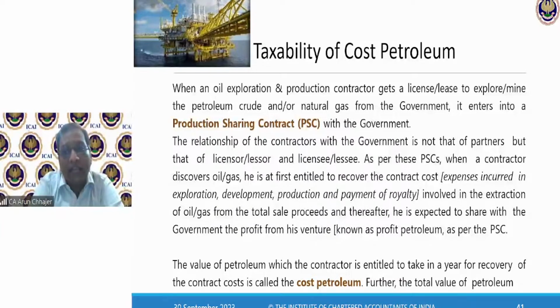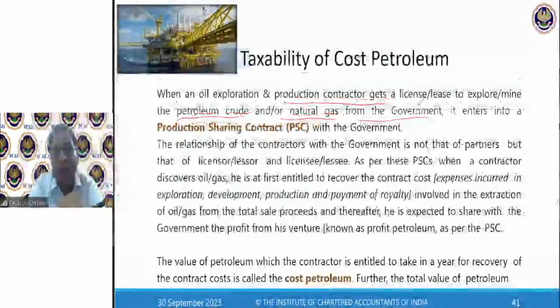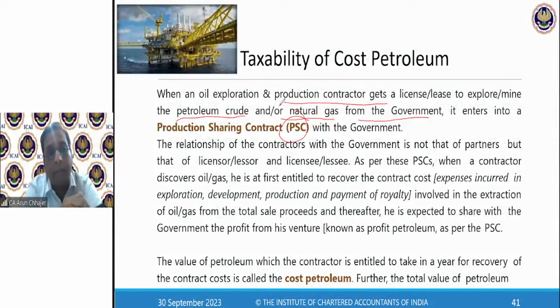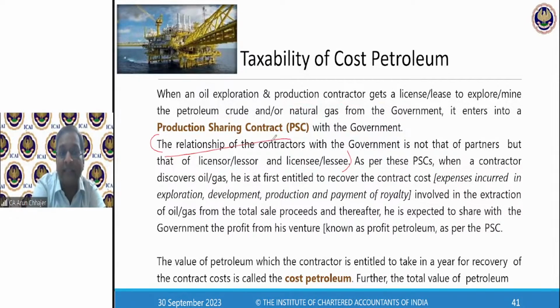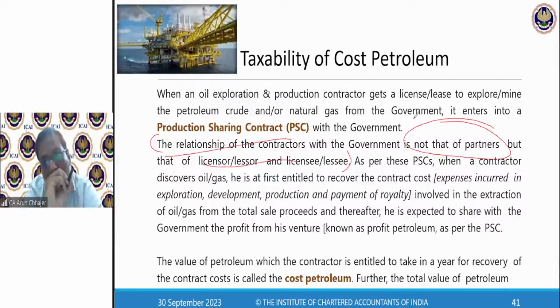When an oil exploration and production contractor gets a license or lease to explore or mine petroleum crude and natural gas from the government, it enters into the PSC, the production sharing contract, with the government. Now this relationship under the contract is not that of partners, but that of licensor and licensee. This is an important element. Why is it important? Because it decides the taxability. They are not partners, the government and the contractor.